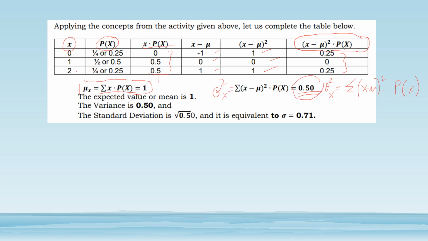The variance is 0.50, the mean is 1. For us to get the standard deviation, since standard deviation is just the square root of the variance, we have the square root of 0.50, which is equivalent to 0.71.